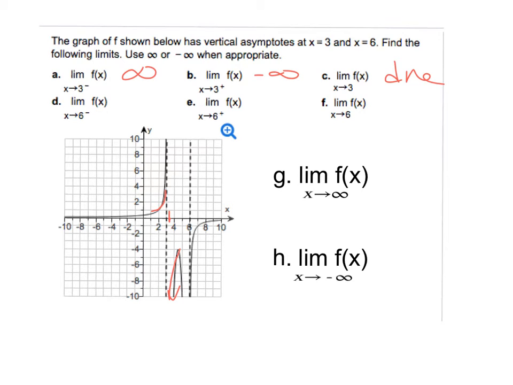At 6 from the left, it's negative infinity, going down over here. From the right, it's also going down, which means the limit is negative infinity. The limit as x approaches infinity, so that's positive x values, we're looking at this piece over here, and it looks like it's approaching 0. Negative infinity over here, it's also approaching 0.